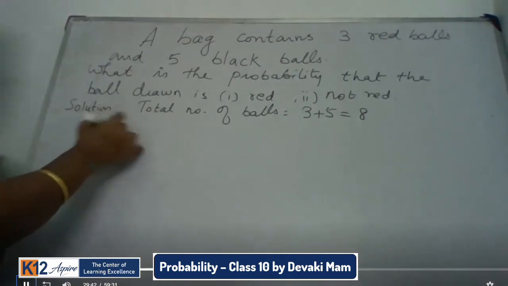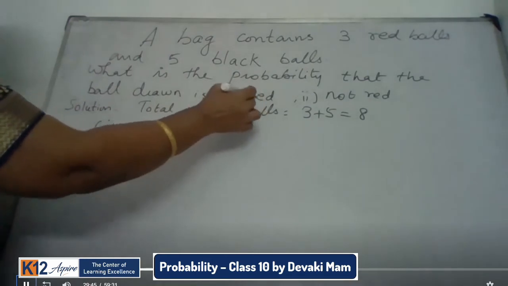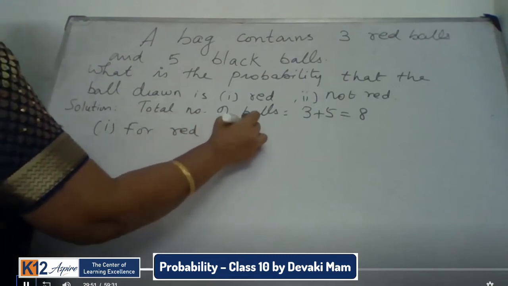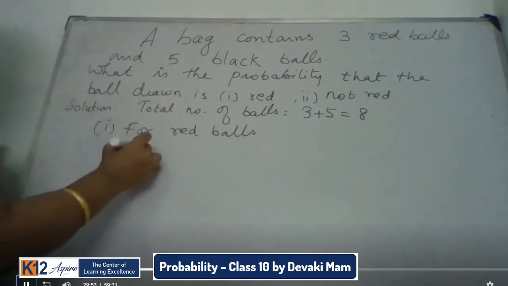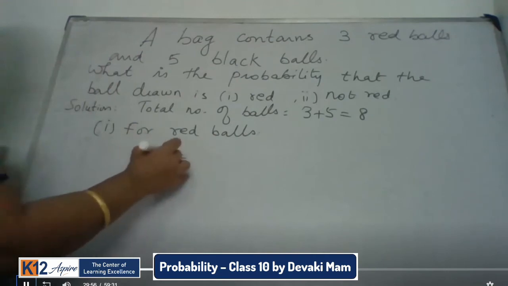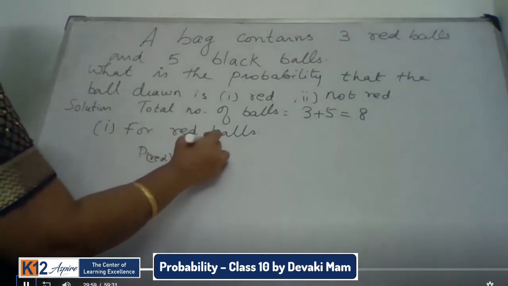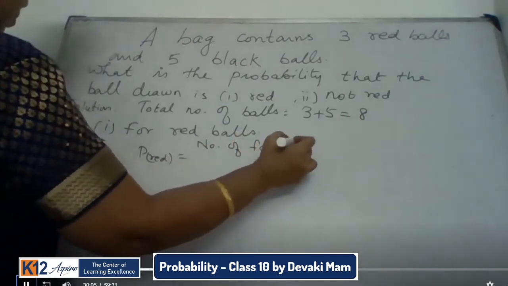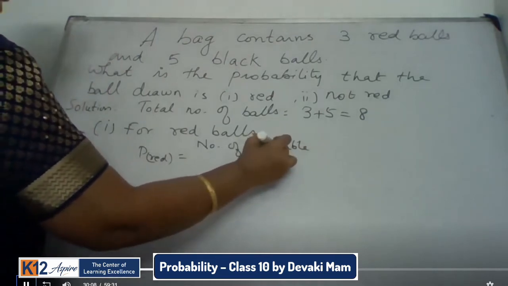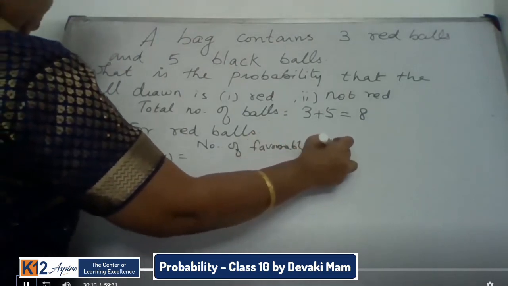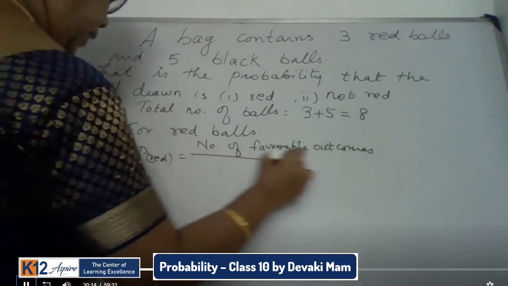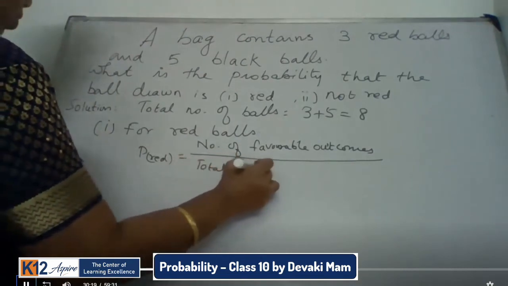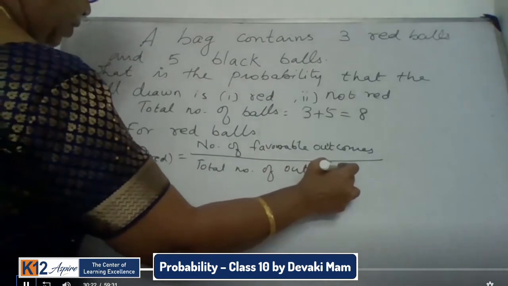For the first question, to get the probability of getting a red ball, I am going to find it out now. So P of red is the number of favorable outcomes divided by the total number of outcomes. This is the formula we need to write first.